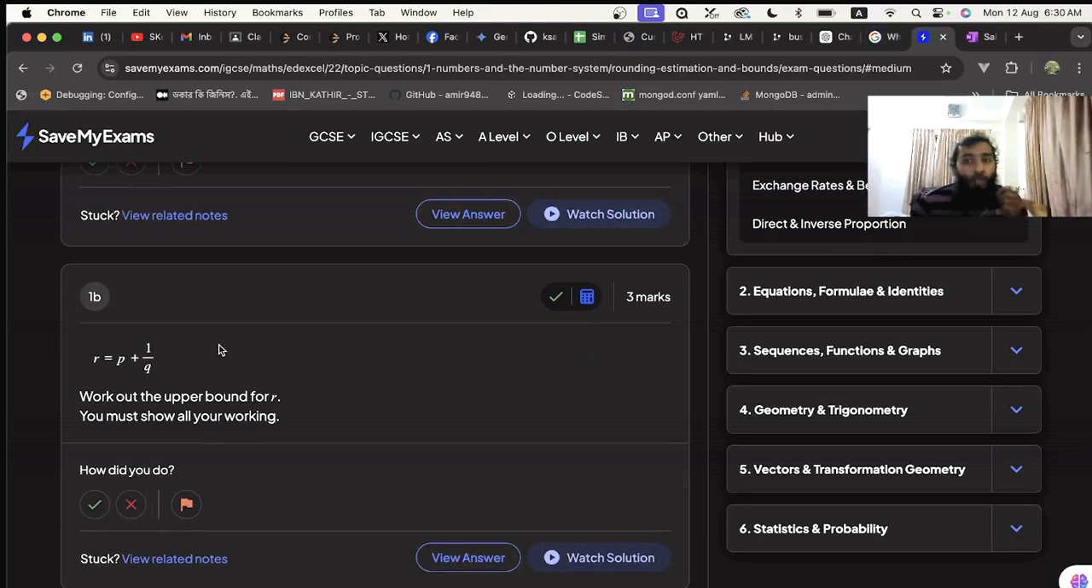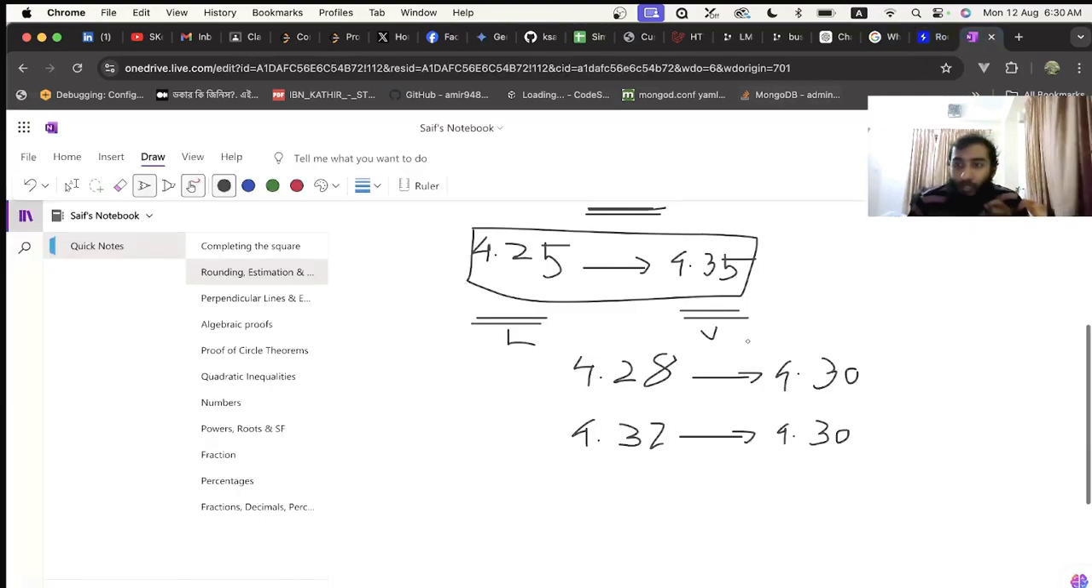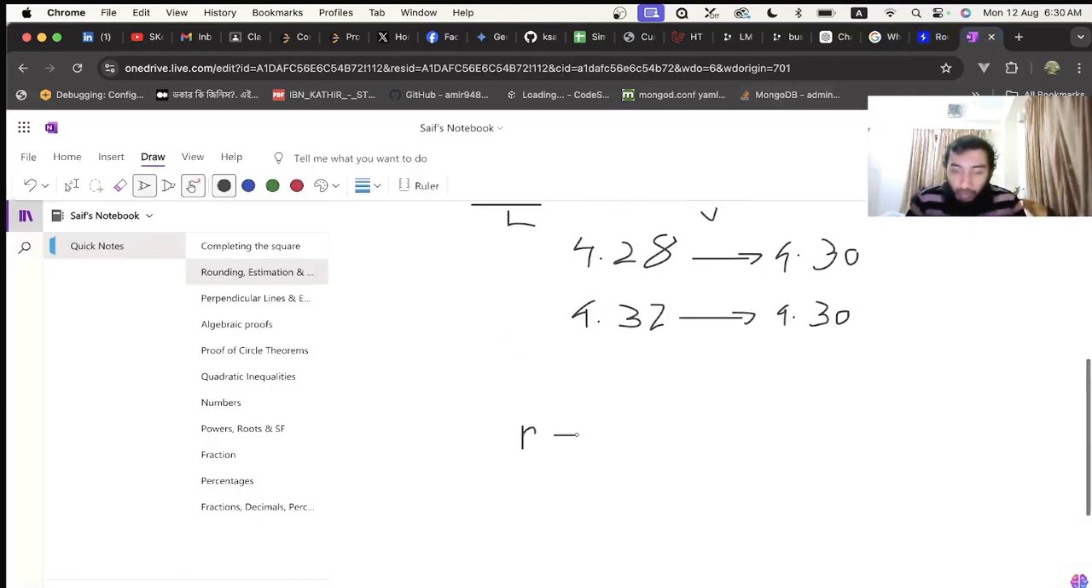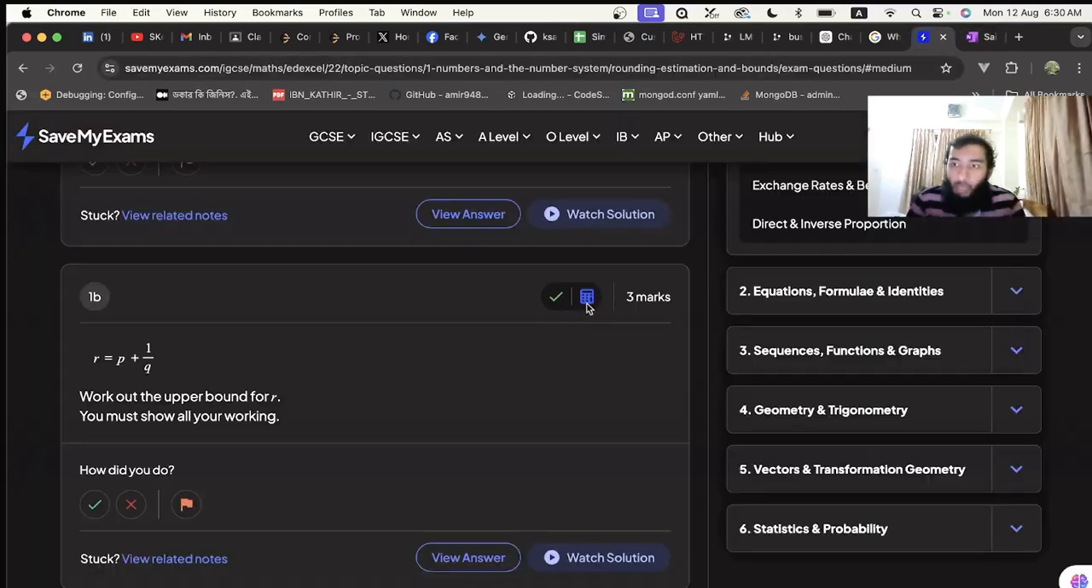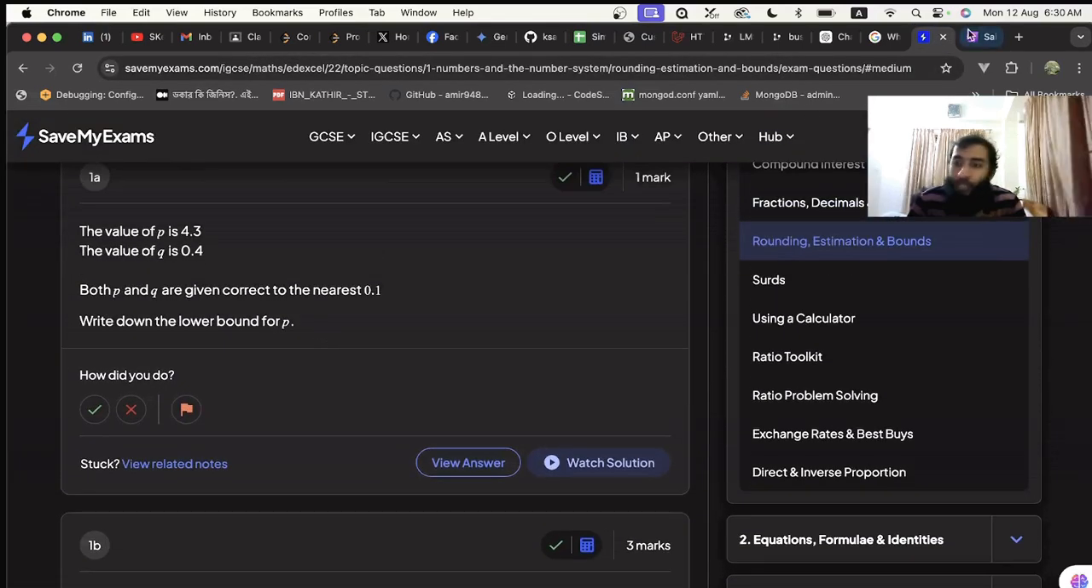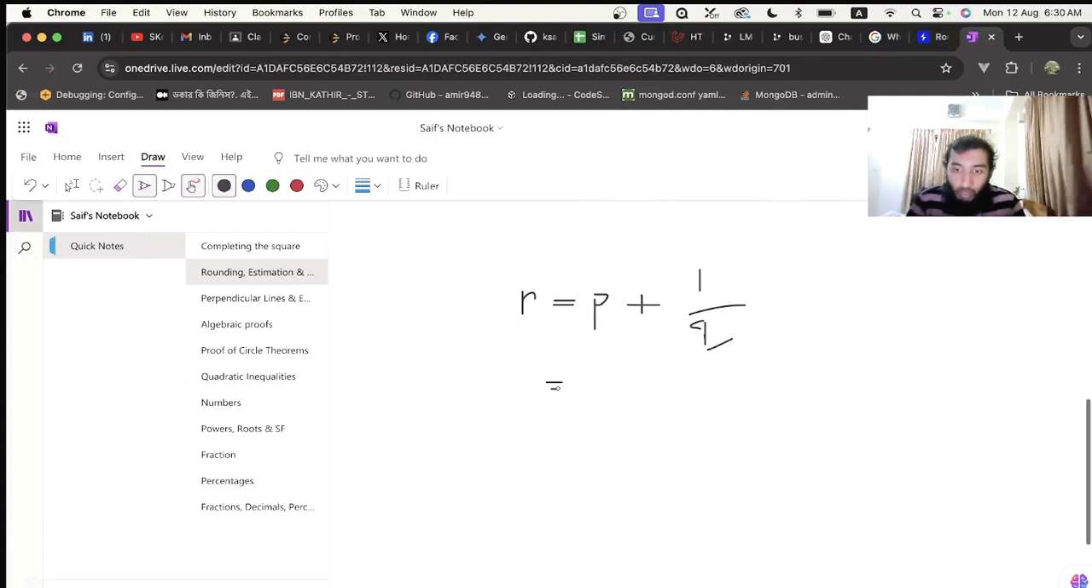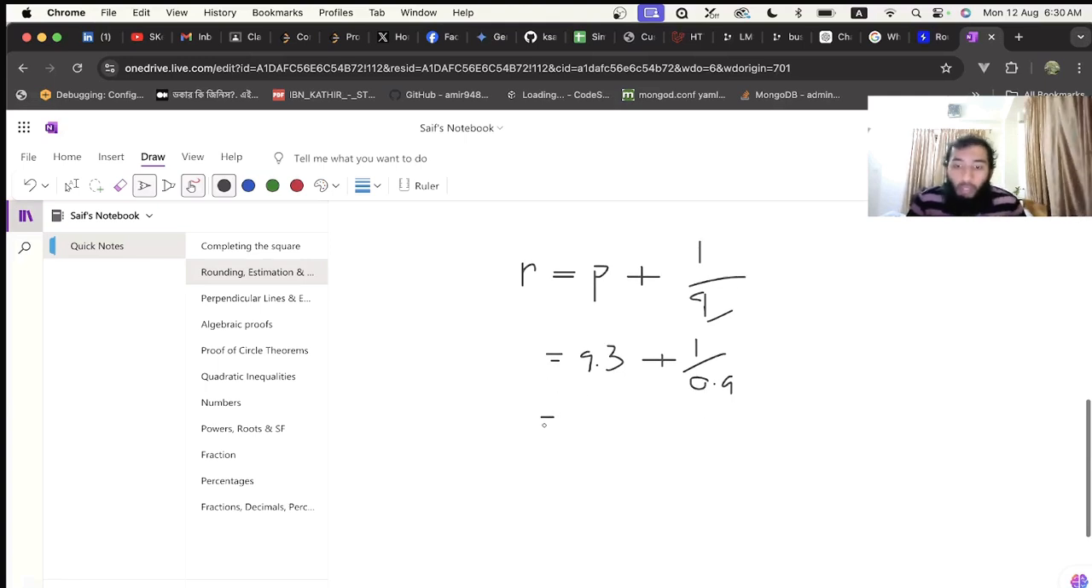Now if I focus on problem 1B, it says that R is equal to P plus 1 by Q. So let's write this equation: R is equal to P plus 1 by Q. We know the values of P and Q are given, so let's use these values: 4.3 plus 1 by the value of Q, which is 0.4.